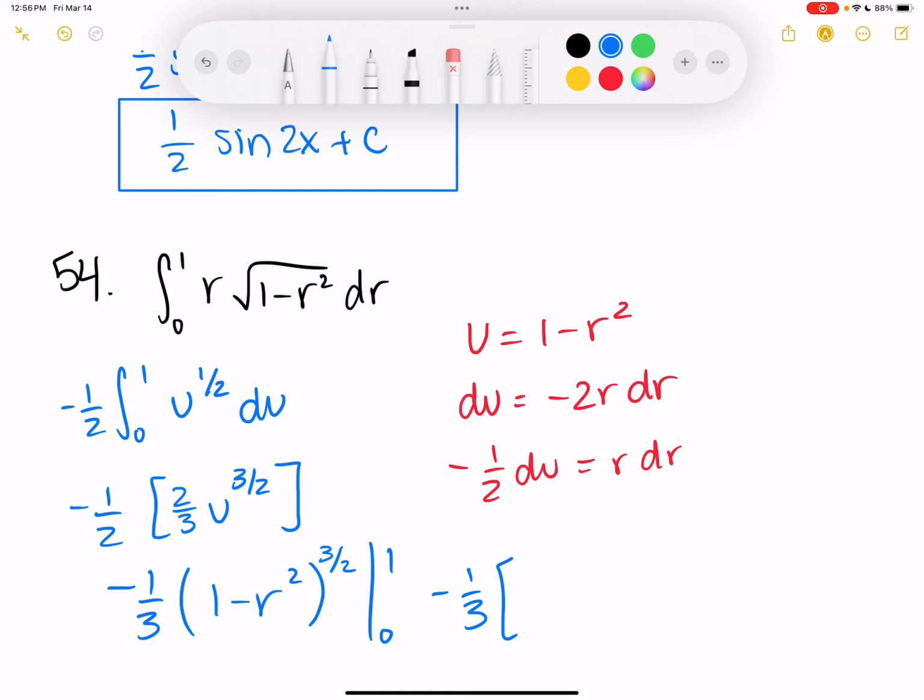0. What did we plug in? So this is 1 minus 1 squared to the 3/2, minus 1 minus 0 squared to the 3/2. That's 1. She got that one. So this ends up being positive 1/3.